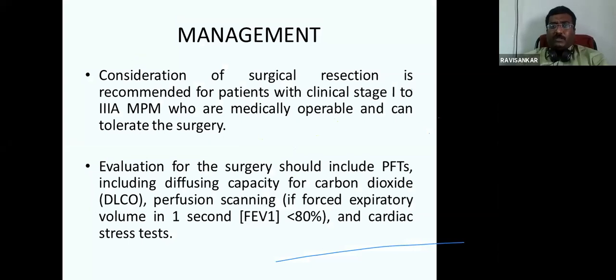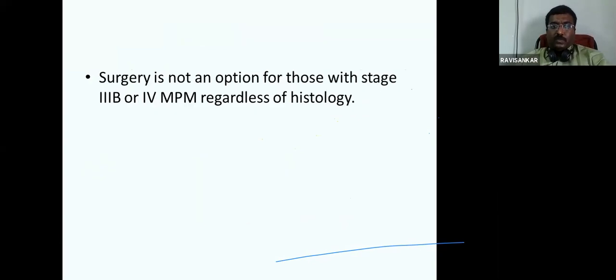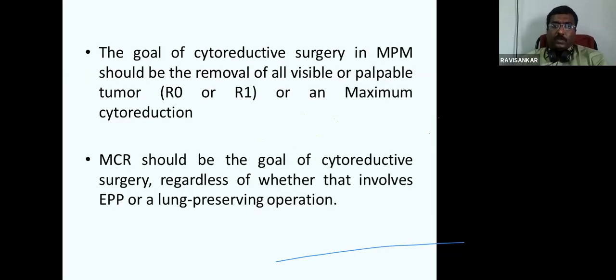What is the management? Management is based on the patient's performance status. So surgery is indicated when the stage is less than 3B. What is the surgery? Surgery aims at an R0 resection. If you can't achieve that, you can do what is called maximal cytoreductive surgery, or cytoreduction.